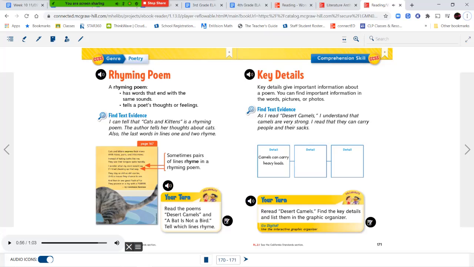By Constance Kermes. Sometimes pairs of lines rhyme in a rhyming poem.